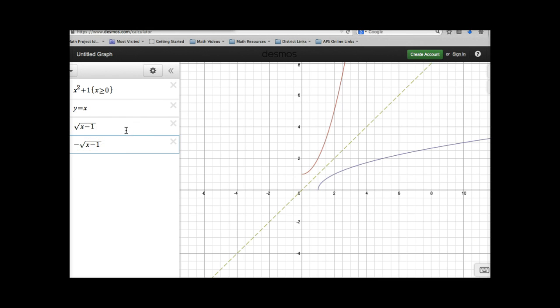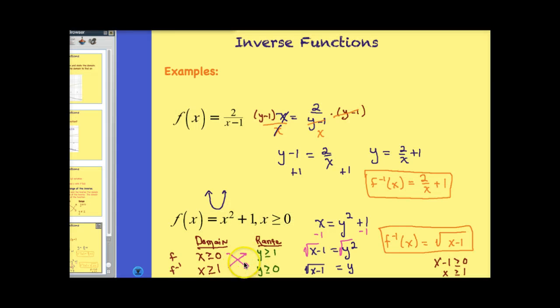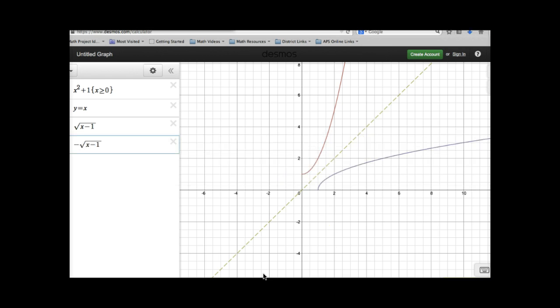Let's look back at the domain and range of our inverse. Our inverse function says the domain has to be greater than or equal to 1, and the range has to be greater than or equal to 0. If we look here, the domain is in fact greater than or equal to 1 as it starts here at 1, and the range starts here at 0 and it goes up forever, so greater than or equal to 0.